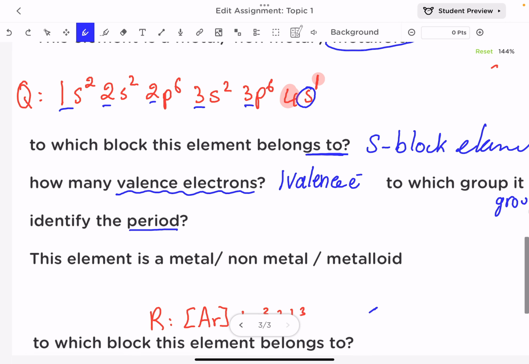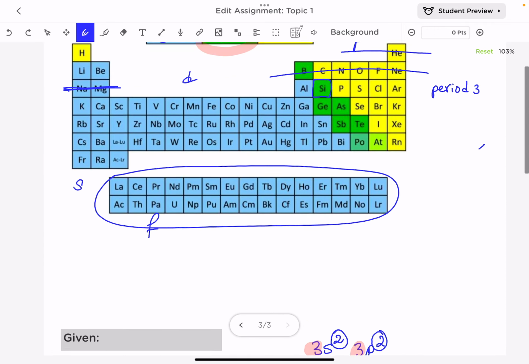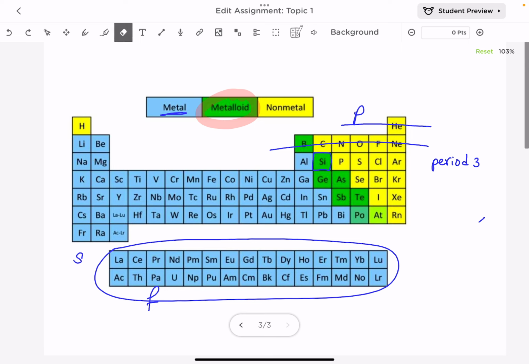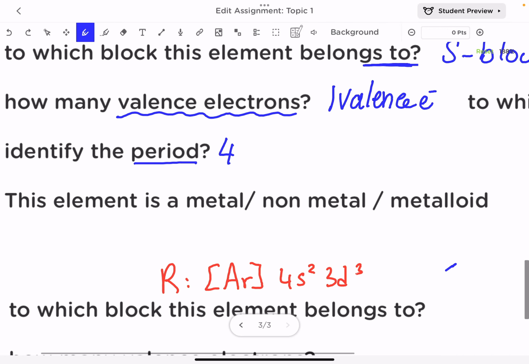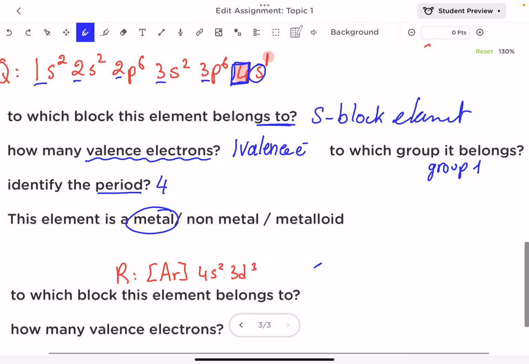Now identify the period. Again, the period would be the highest level reached. So it is period 4. Now let's look at 4s1. So this is the s block, and this is period 1, period 2, period 3, period 4. So this is 4s1. This would be 4s2. So this element is over here, s1, and it's in the blue color. So this is a metal. And by the way, all the s block elements are metals.